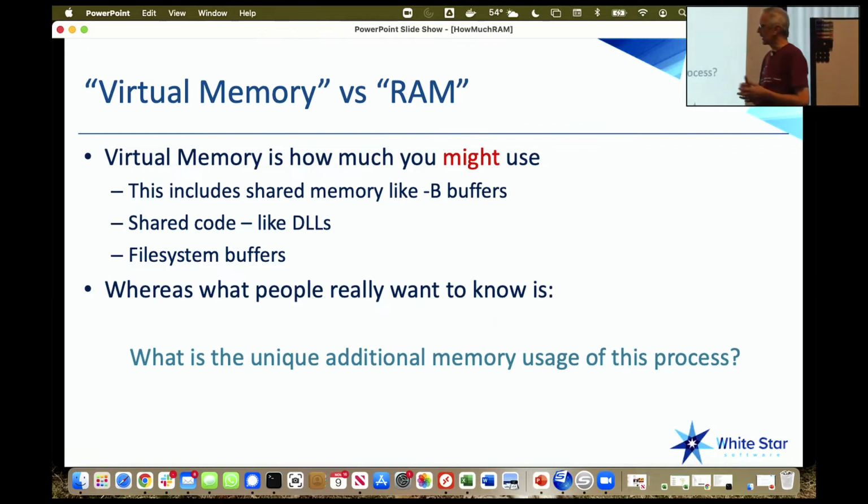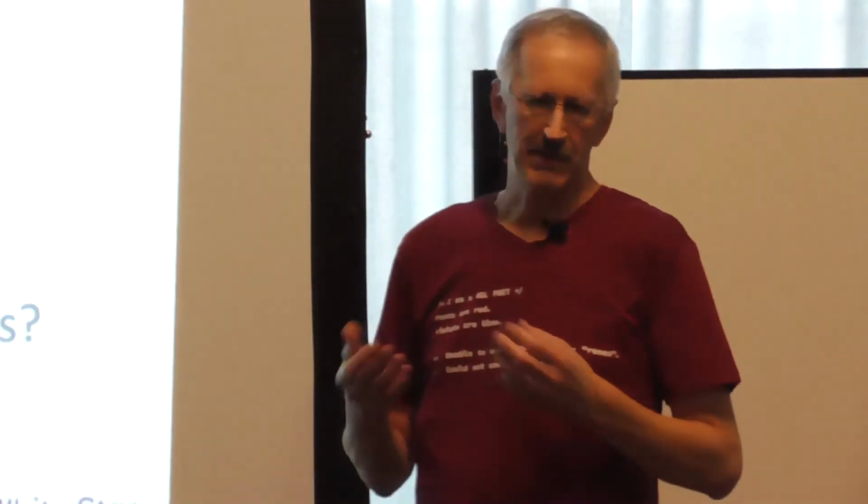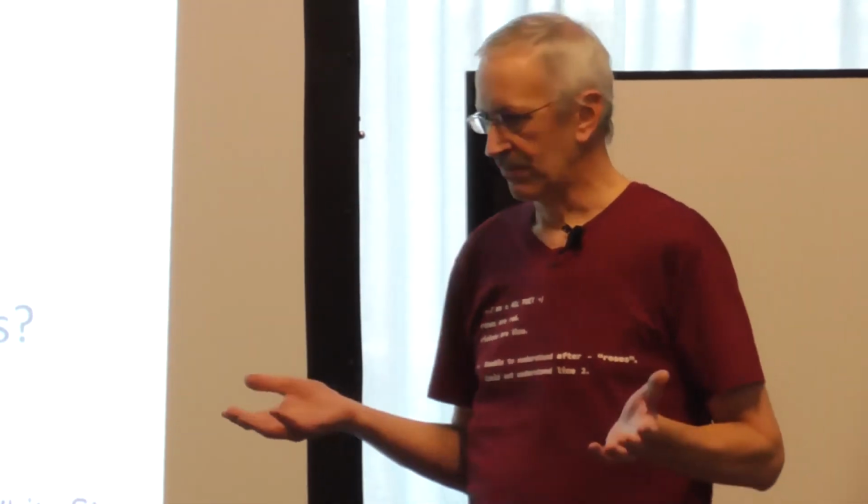And what people really want to know is, what is the unique additional memory usage of this one process? That's what you're trying to get to the bottom of. So then you go out and you spend a day or two or a week searching around with Google. You're on Stack Overflow, you're reading this article, the other article, and they're all talking about virtual memory, and they give you nothing useful. They give you lots of metrics that, if you see this metric going this way, that means you have pressure on memory, but it never really answers the question of how much.